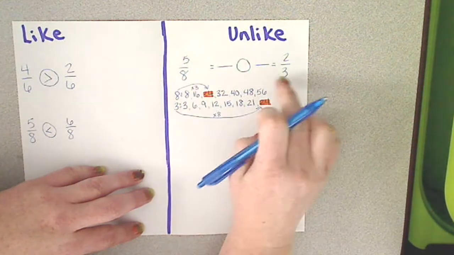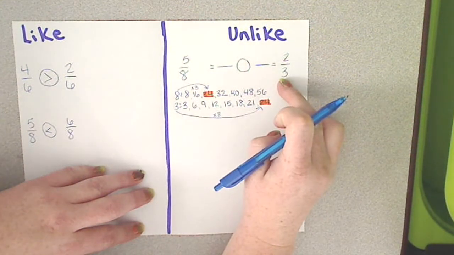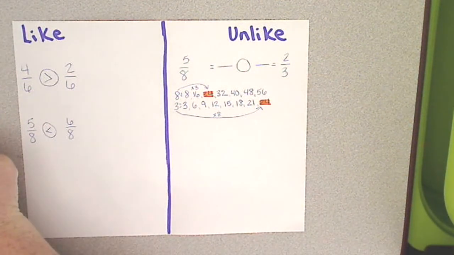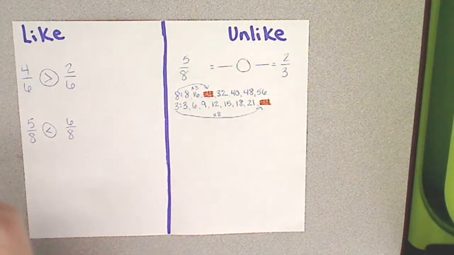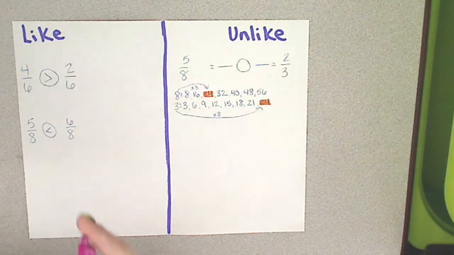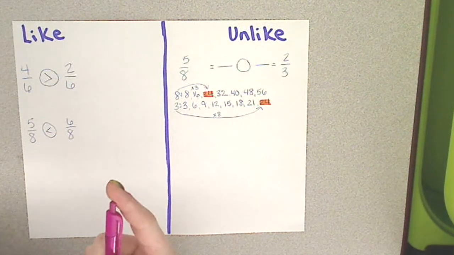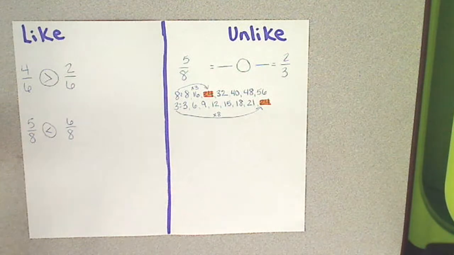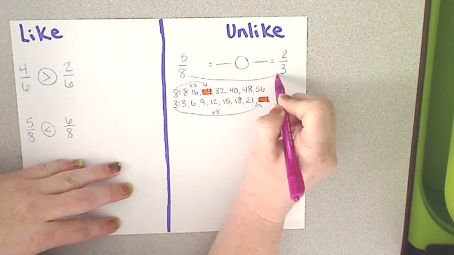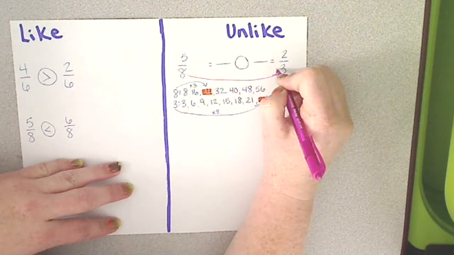Well, why make this harder on ourselves than we have to? If we're just crossing the denominators and multiplying the denominators by each other, well, we can do that without having to list the common multiples. Let's make it easy on ourselves. So in this case, I'm going to grab 2 other pens here. I'm going to multiply 8 times 3.